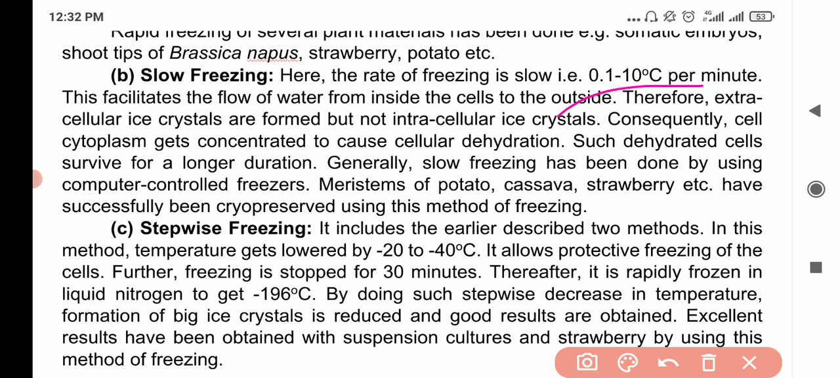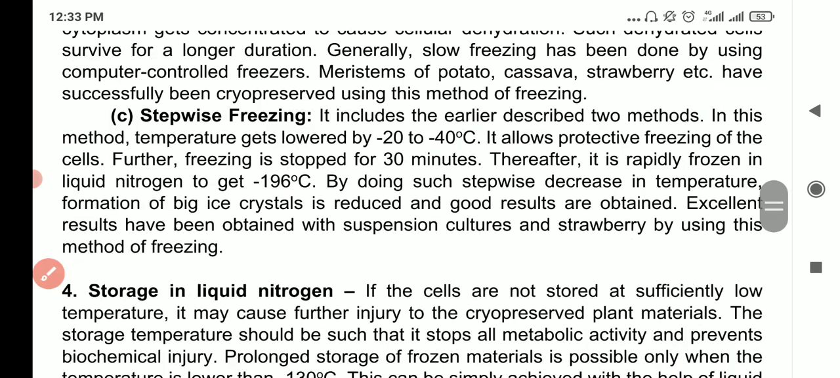So when you do it slowly, outside the cell they may form ice crystals, but inside they will not form. It also causes the cell to dehydrate because you are doing it gradually, no? So there's ample time for osmosis. When they dehydrate, they can survive even longer. So when you want to preserve some cells for even longer time, you don't go for rapid, you go for slow.